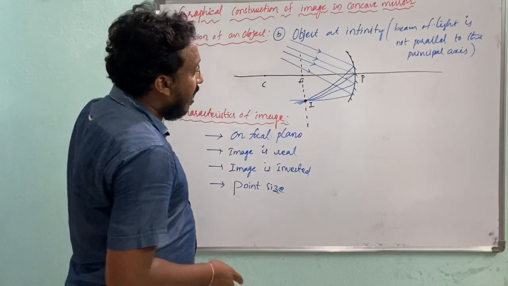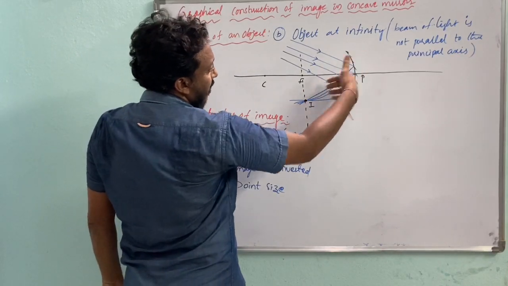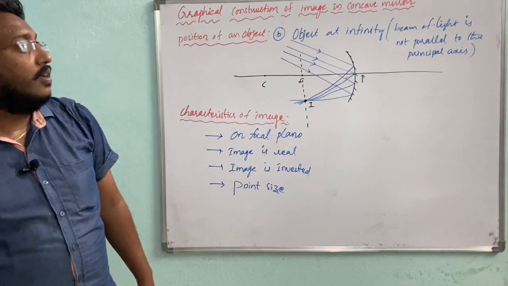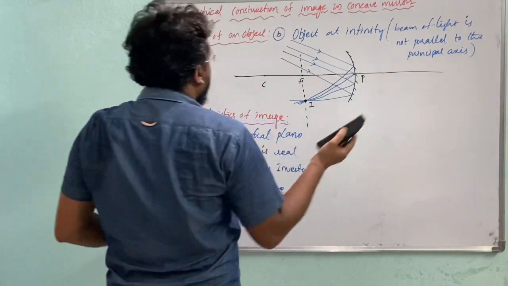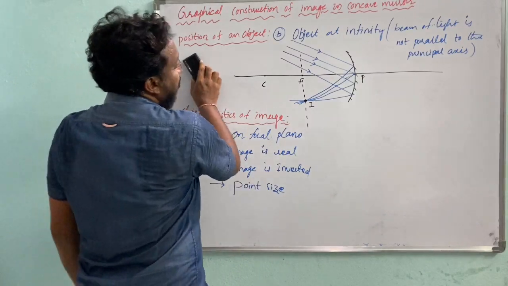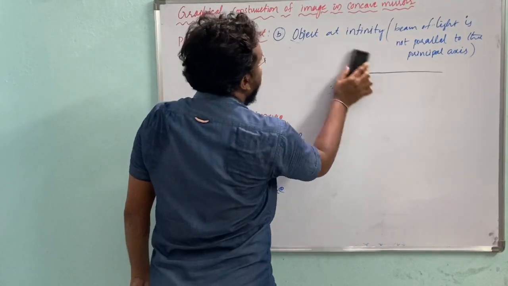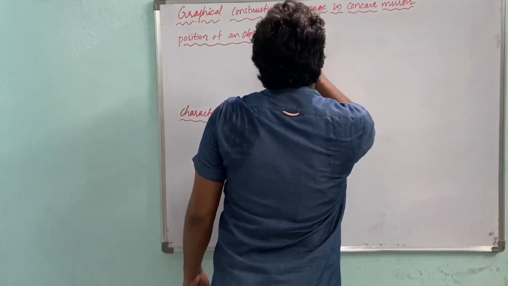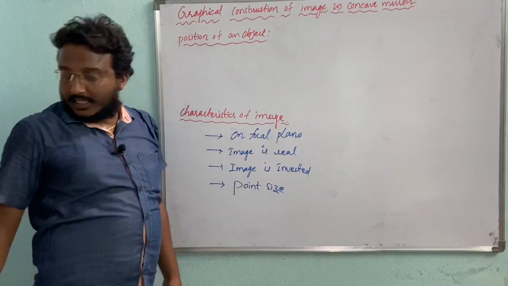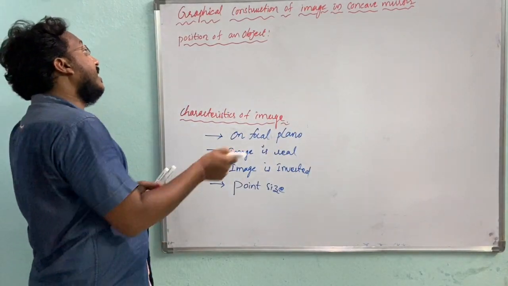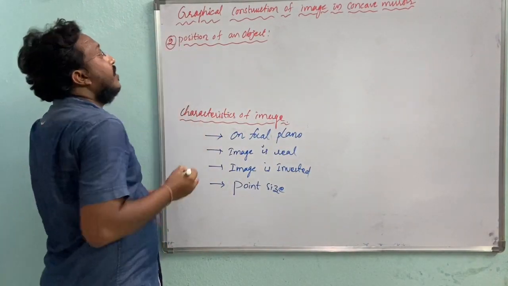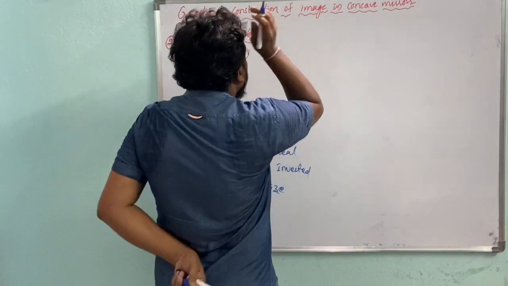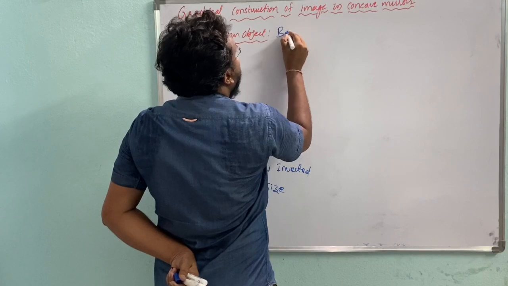One thing you have to notice, maybe here my lines are not straight, but you have to use a scale to draw the rays. Then this is the first position, which is completed now. In the first case, the object is at infinity. In the second position, the object is beyond the center of curvature.